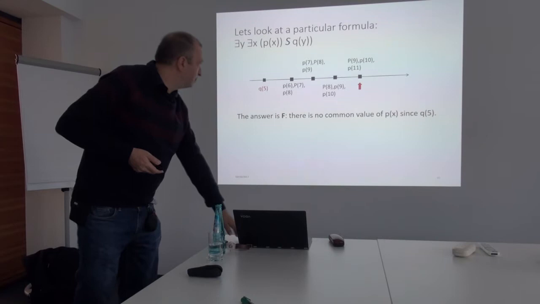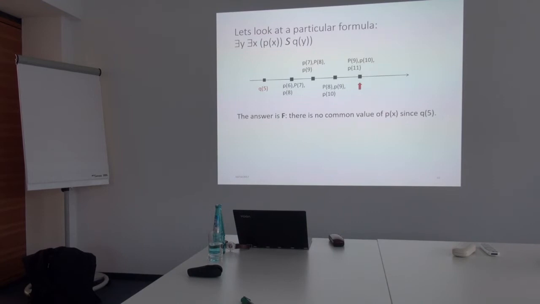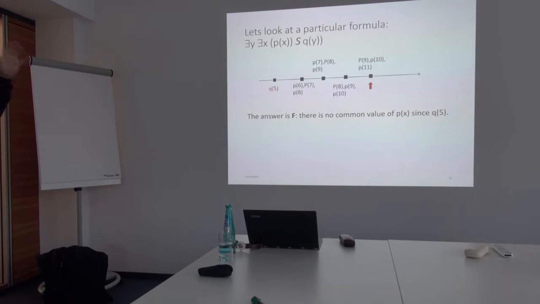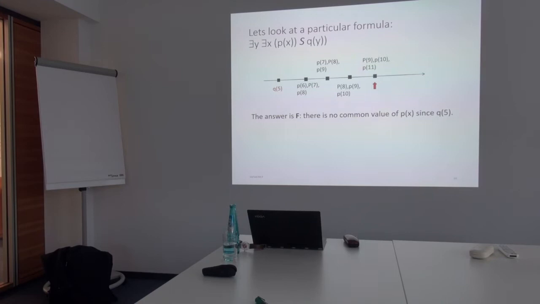So let's see something which is going to baffle us a bit and show why this is actually complicated, and why the semantics I gave is the natural semantics of first order past temporal logic, but it gives us very little information of what to do. So I want to check that property. There exists a y for which there exists an x where p(x) happens since q(y).